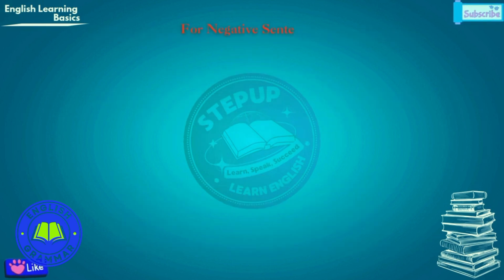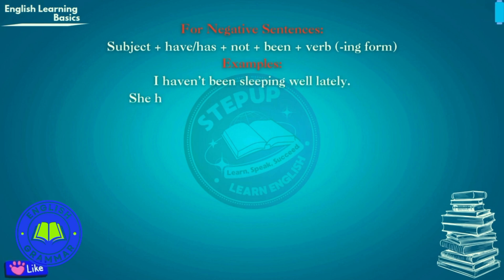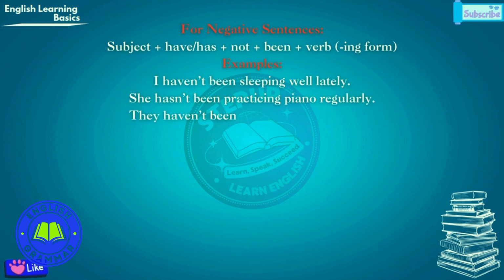For negative sentences: subject plus have/has plus not plus been plus verb-ing form. Examples: I haven't been sleeping well lately. She hasn't been practicing piano regularly. They haven't been working on the project. He hasn't been feeling well this week.